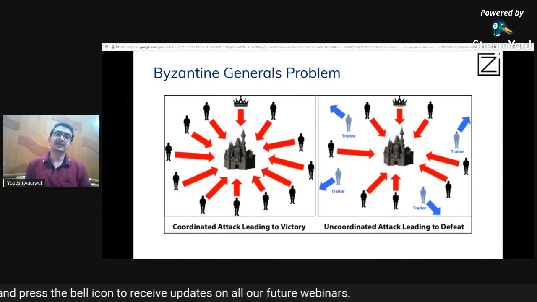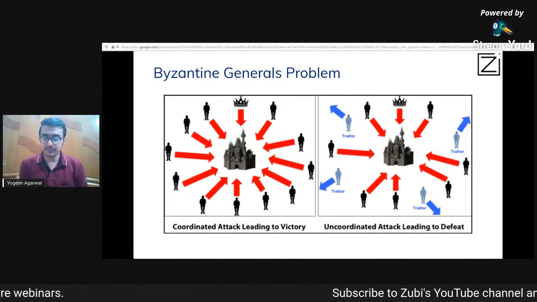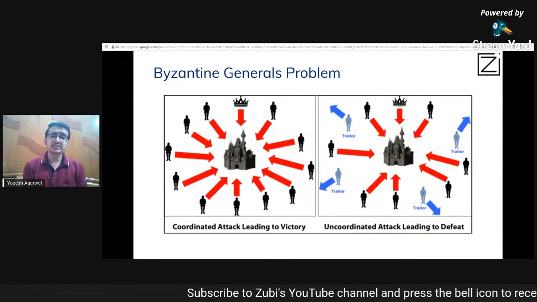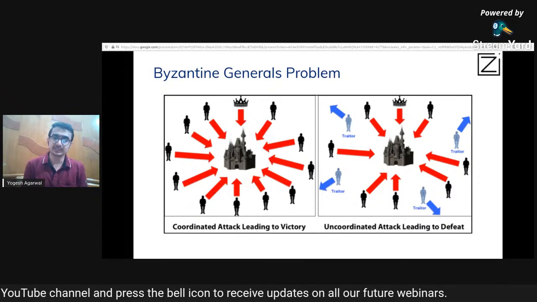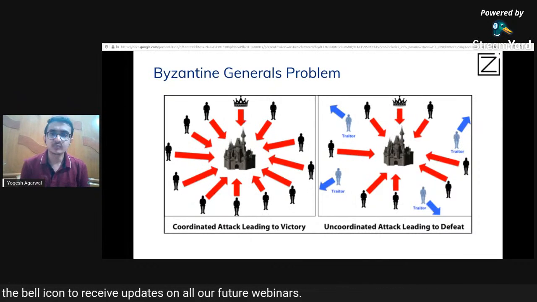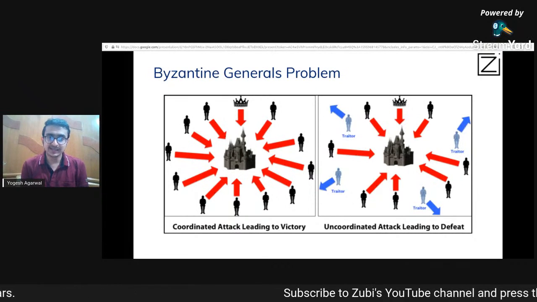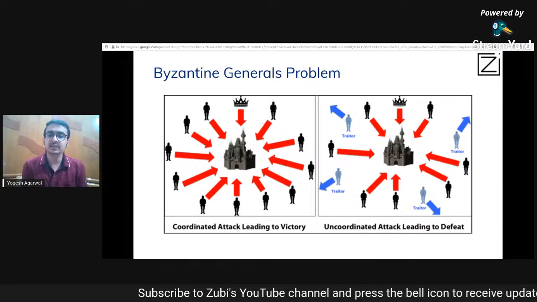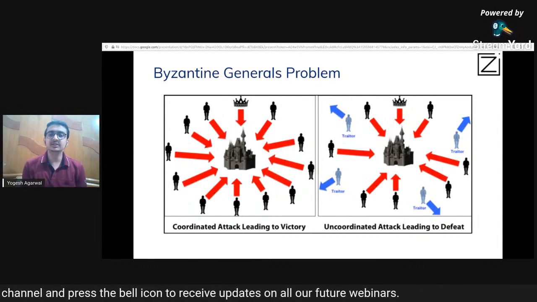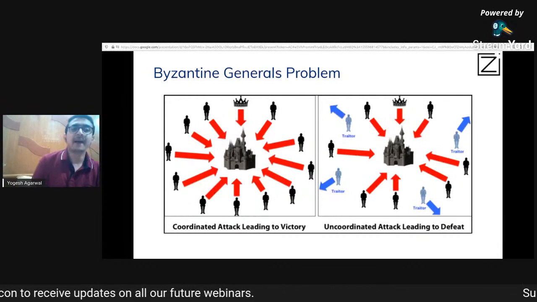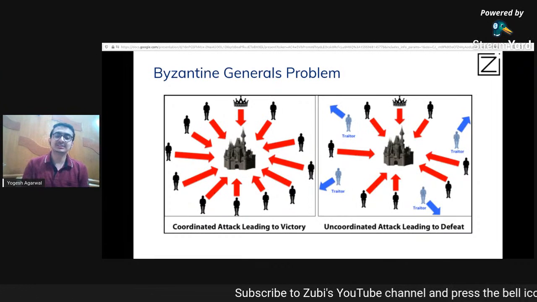The other problem in front of the generals is that the city has a very big army. So if only some of the generals attack, then they will not be able to win, so they all have to attack at once in order to achieve victory. You can clearly see in both the pictures that in one all are attacking at the same time, and that is leading to victory, and in the other, half or maybe some of the generals are traitors, and then it leads to defeat. So how can they coordinate in this particular situation? Let's discuss it.